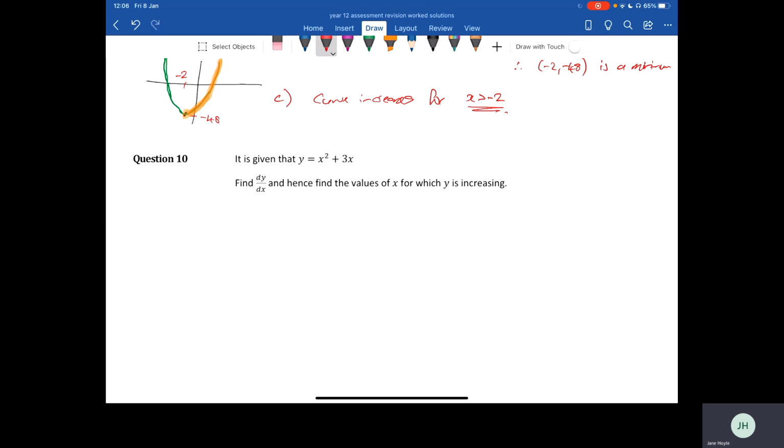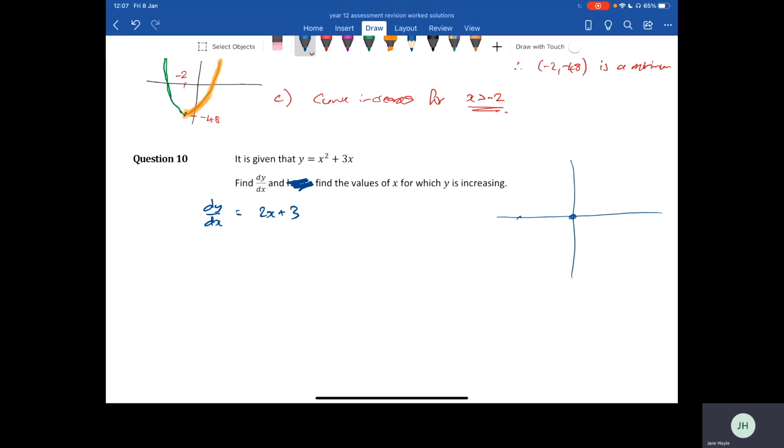Okay, right, so this one here looks very much shorter, doesn't mention anything about finding stationary points, but it does tell us to find dy by dx, so let's just get stuck in. 2x plus 3. So find dy by dx and then hence find the values of x for which it's increasing. If it didn't have that hence there, you'd possibly be thinking, all right, what's going on? What would I do there? I would just always, every single time, encourage you to draw a graph.